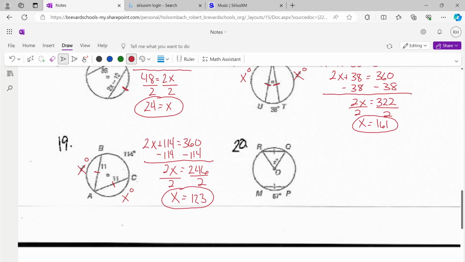And finally, problem 20. Again, we've got two congruent arcs. We have two congruent chords. If the two chords are congruent, then their arcs are congruent. And if this arc is 67 degrees, then arc RQ is 67 degrees. And we said earlier in the week that a central angle is equal to the measure of its corresponding arc. So if arc RQ is 67 degrees and this central angle forms that arc, then our x is equal to 67 degrees.